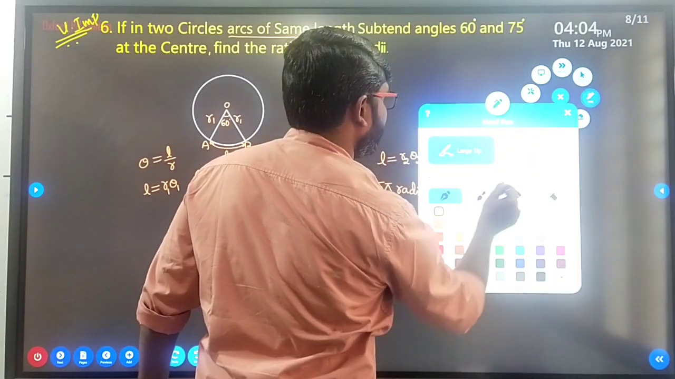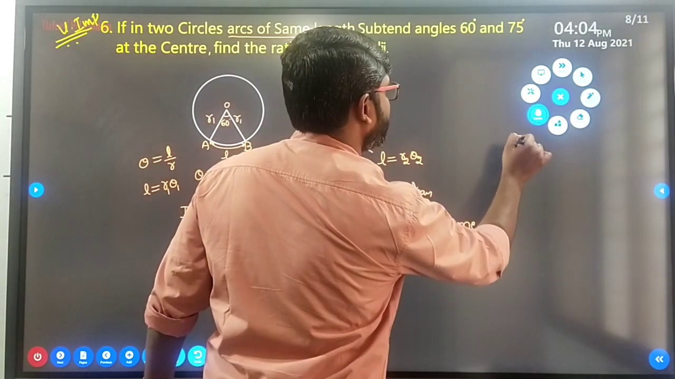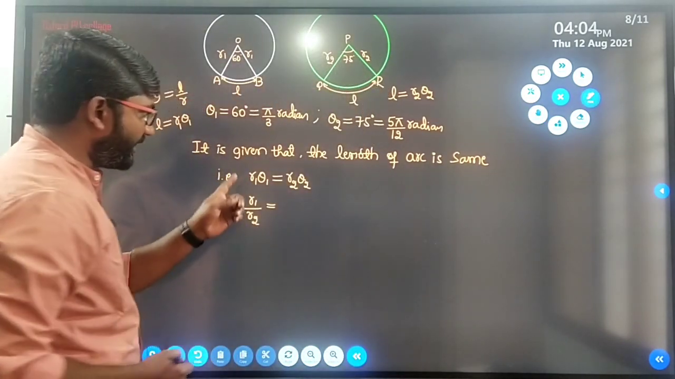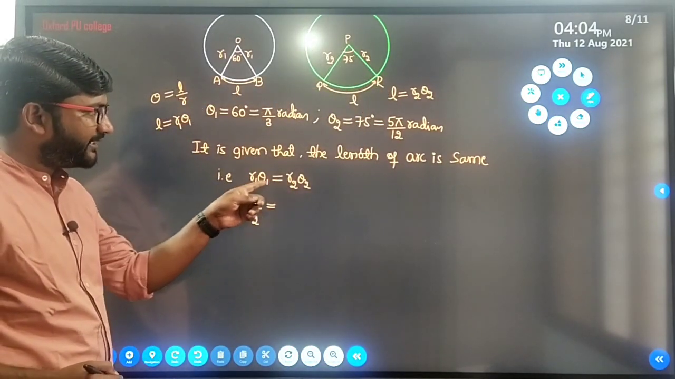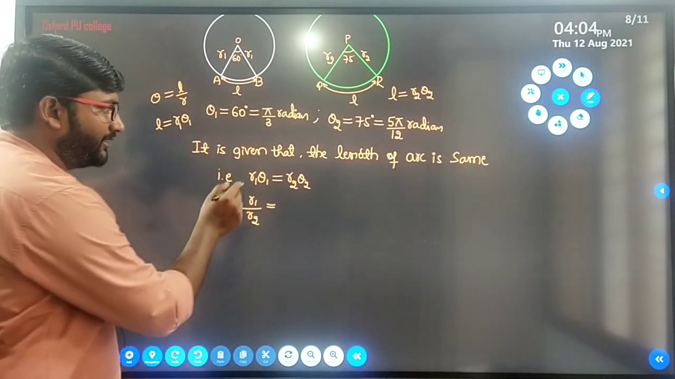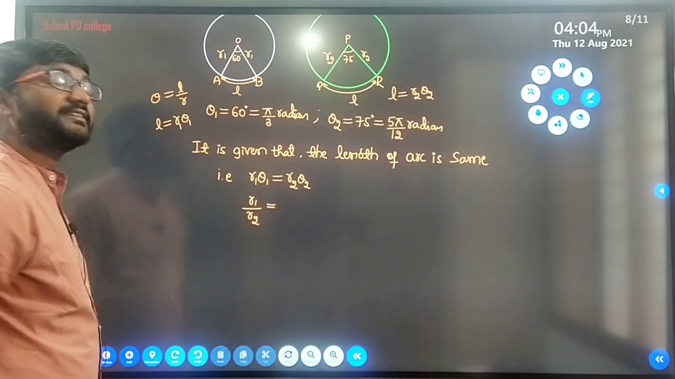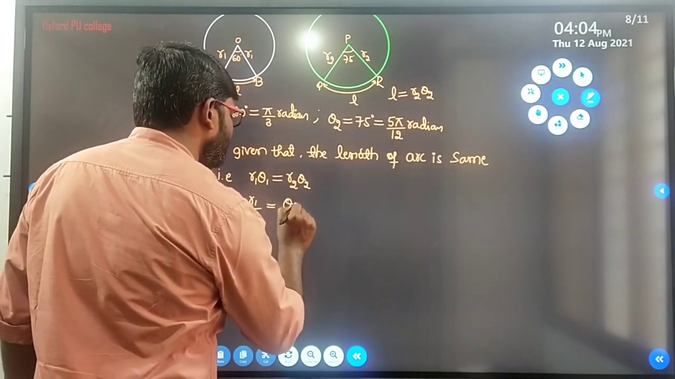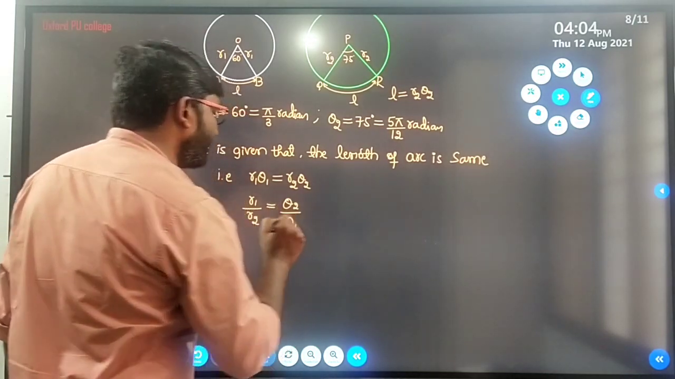Okay, see here. I'll be solving this once again. So r1 by r2, I'm taking r2 to the left hand side, it goes to the denominator. Now take theta 1 to the right hand side, it goes to the denominator. We get theta 2 by theta 1.